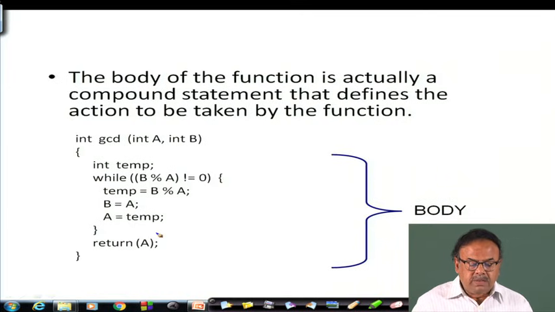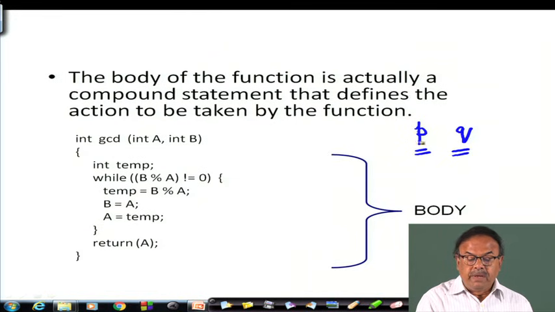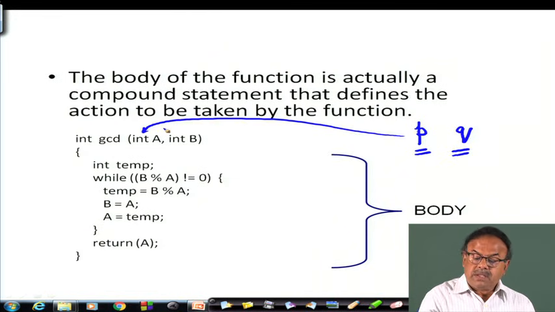Let us look at what is being done here. int GCD(int A, int B). So, from the calling function I am supplying some values P and Q, maybe two integers, which are mapping to this A and B.